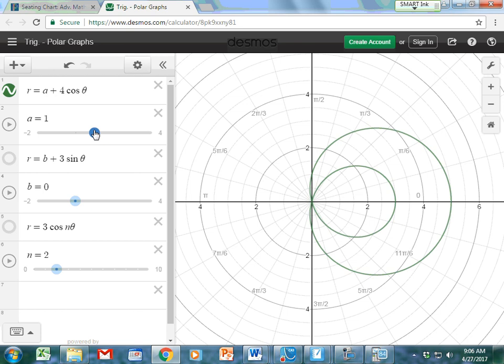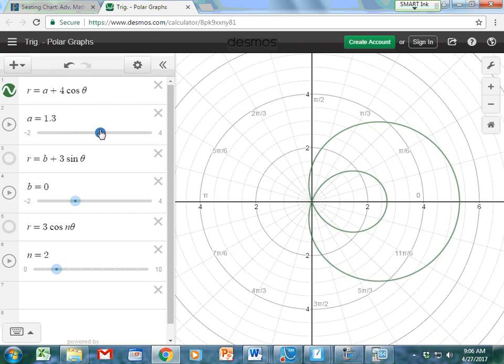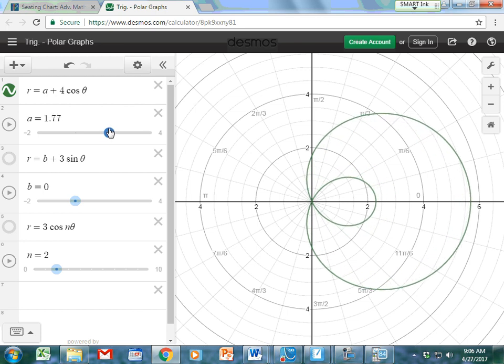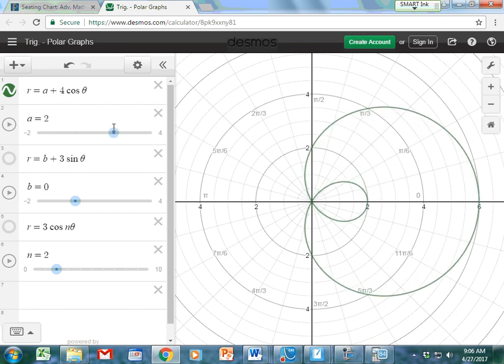Okay, so what if I change A to 2? Tell me what I can expect. 2, 6. Okay, so you think it's going to go all the way to 6. So the big loop's going to be out to 6, and the inner loop's possibly going to be 2. One added, one subtracted. Okay, let's see. So when A is 2, is it doing what you thought it was going to do? Okay. So it goes all the way to 6, and now this inner loop is 2. Because 2 plus 4 is 6, and then 4 minus 2 is 2.